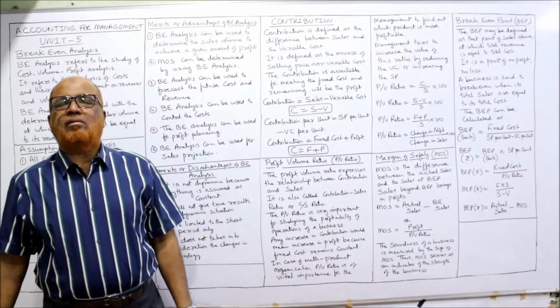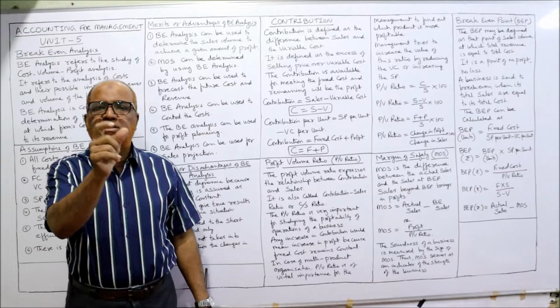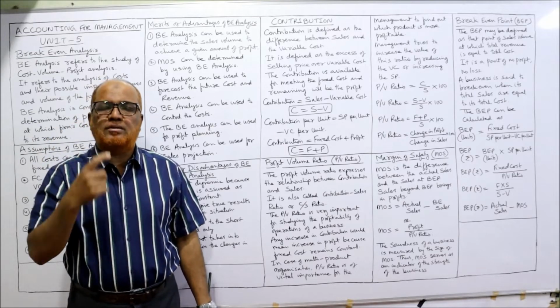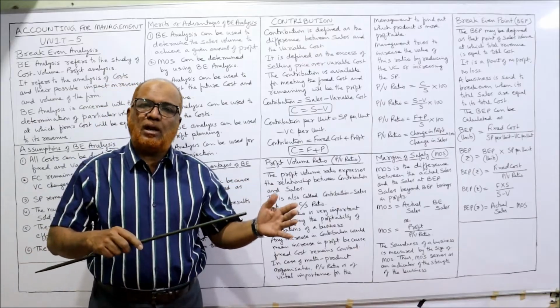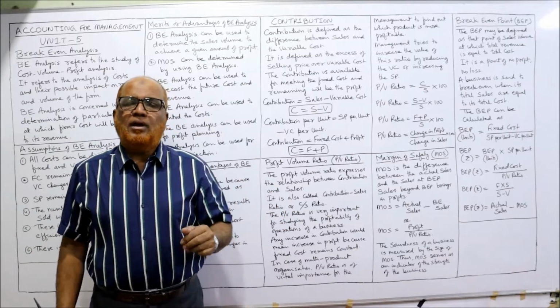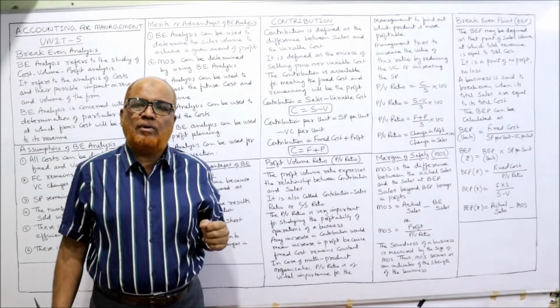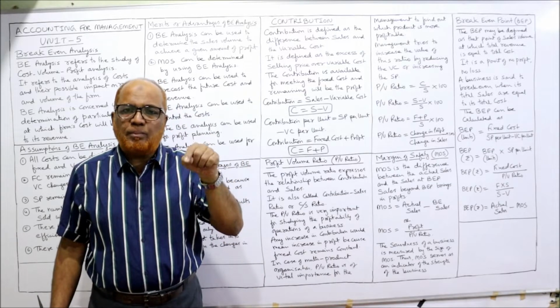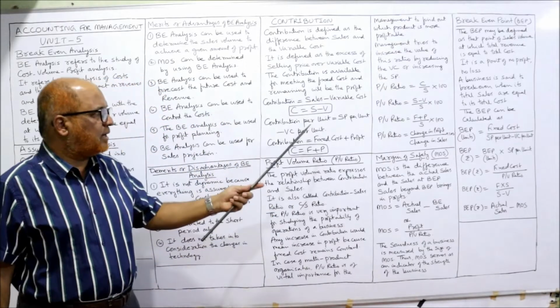Sometimes you are required to calculate contribution per unit. So selling price per unit minus variable cost per unit. That means contribution can be calculated either in total or per unit. If you want the total contribution, total sales minus total variable cost. If you want contribution per unit, selling price per unit minus variable cost per unit.